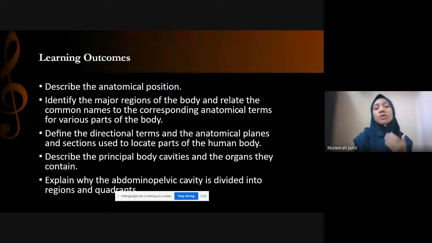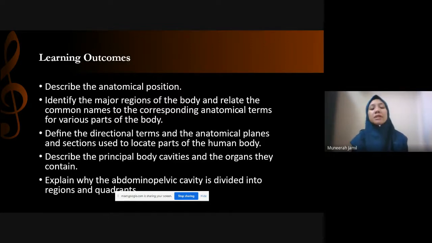and of course, the most important thing is you'll be able to describe the anatomical position, because that will later on help you to identify the major regions of the body and relate the common names to the corresponding anatomical terms for various parts of the body.